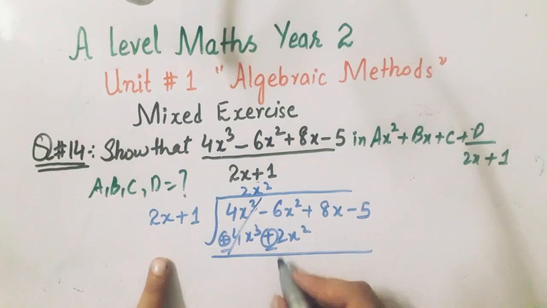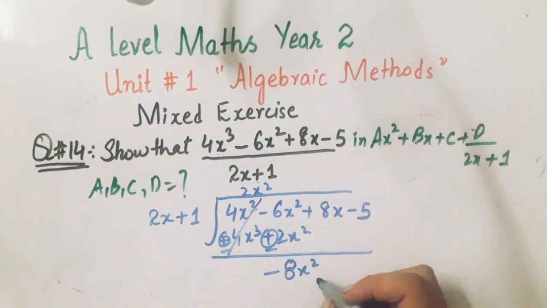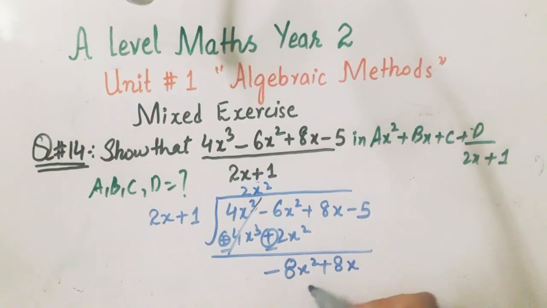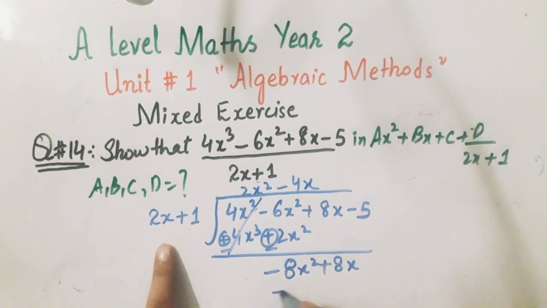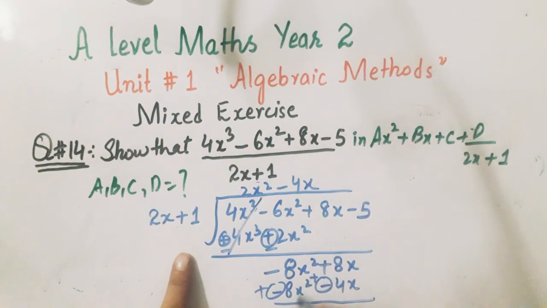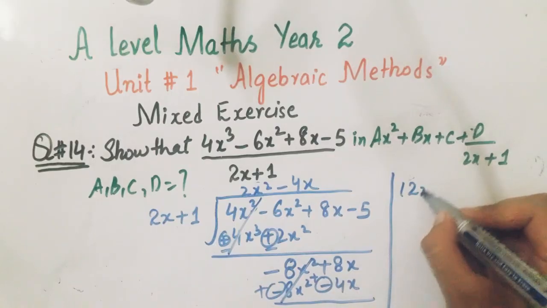minus 8x square. Then plus 8x. So to make minus 8x square, we will multiply this by minus 4x. So minus 8x square, and minus 4x multiplied by plus 1 is minus 4x. Minus 8x square plus 8x square cancel out, plus 8x and plus 4x is 12x. So this will be 12x minus 5.